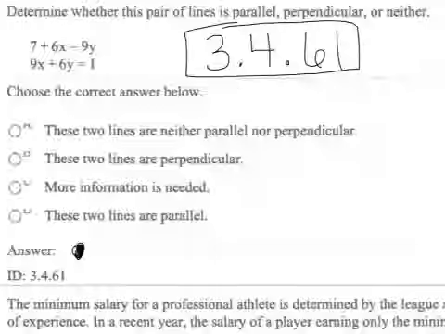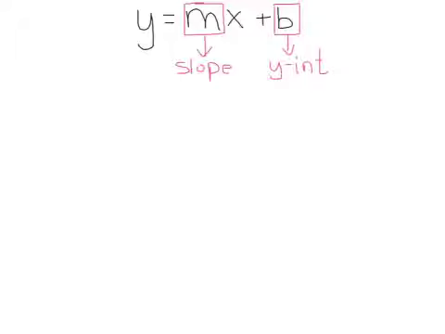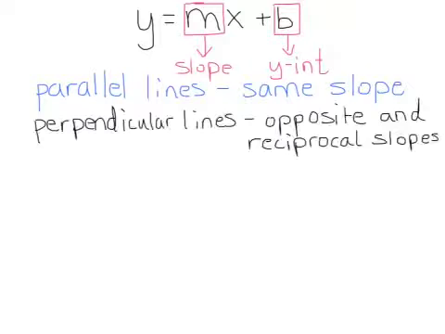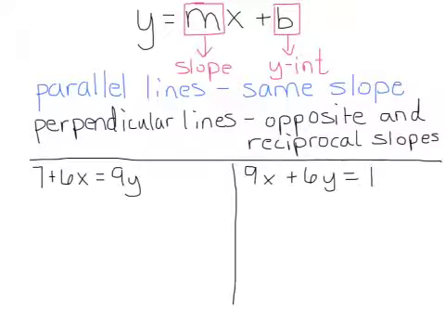on the next page. Remember that if our equations are written in the form y equals mx plus b, we know that the slope is the number in front of x. So that's what I need to do to my equations to find the slope. Also recall that parallel lines will have the same slope, and that perpendicular lines will have opposite and reciprocal slopes. Keeping all of this information in mind, I'm ready to find the slope of each one of my linear equations.